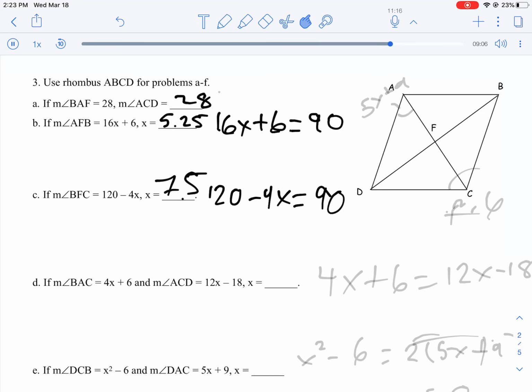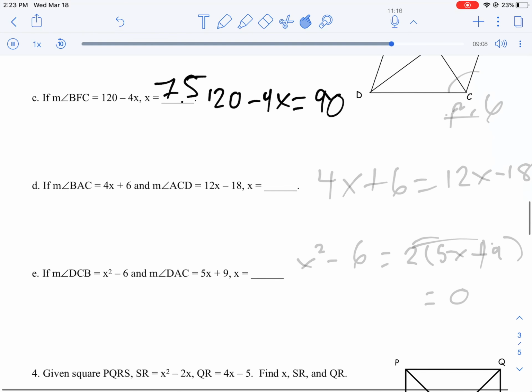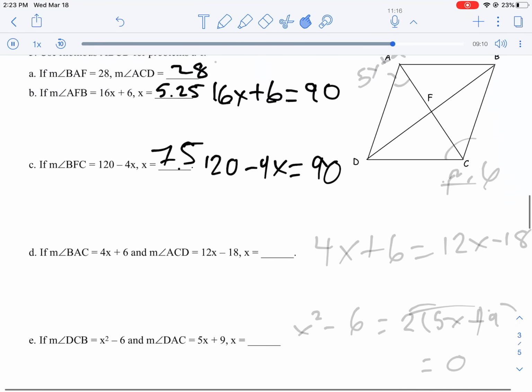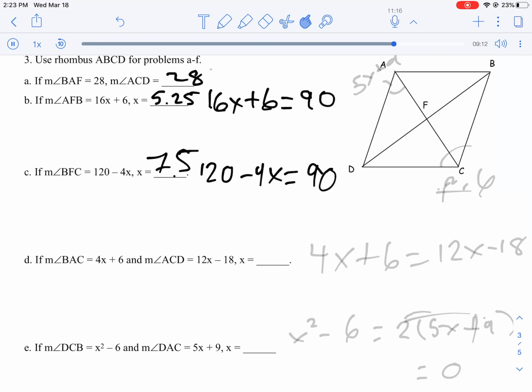Okay, so now next question, angle BAC. BAC is this one here. And then ACD is this one here. If you can see, those are alternate interior. So for this one, we would set them equal to each other and solve for x that way. I'm not going to solve that one just because this video is getting long.